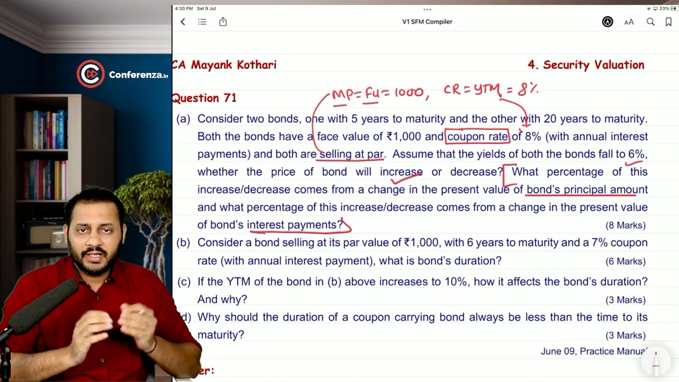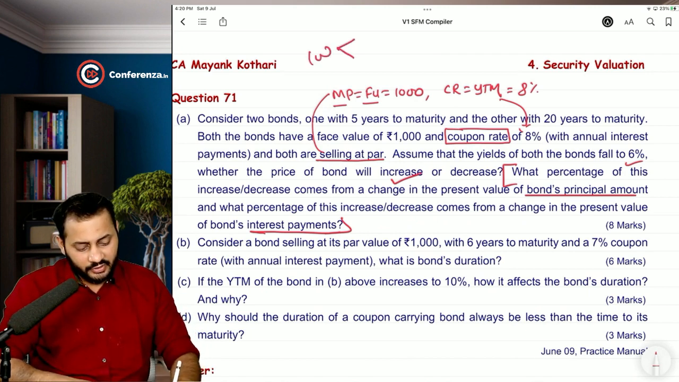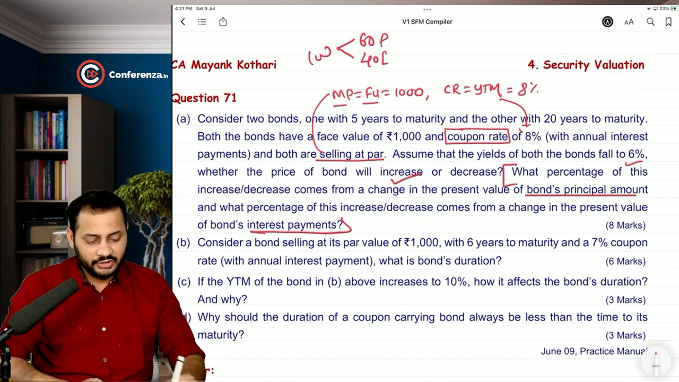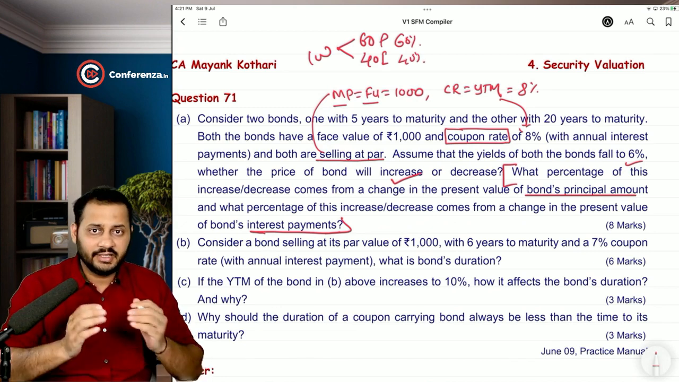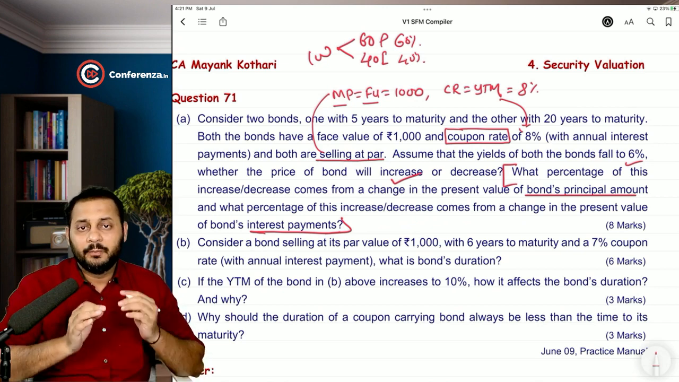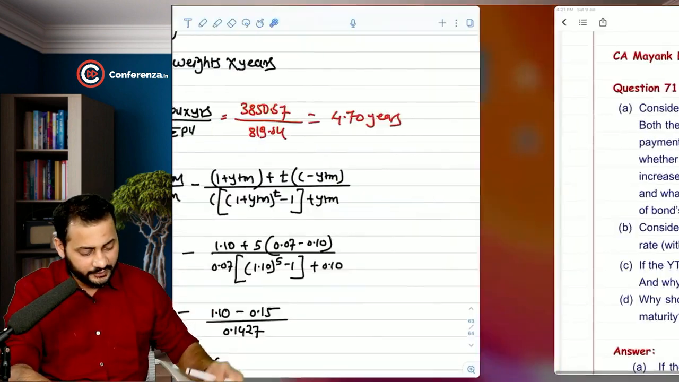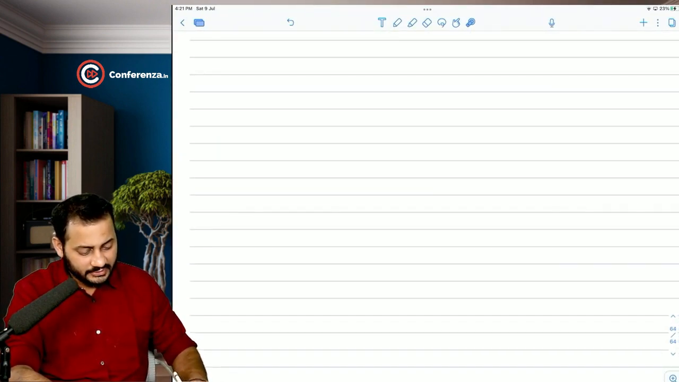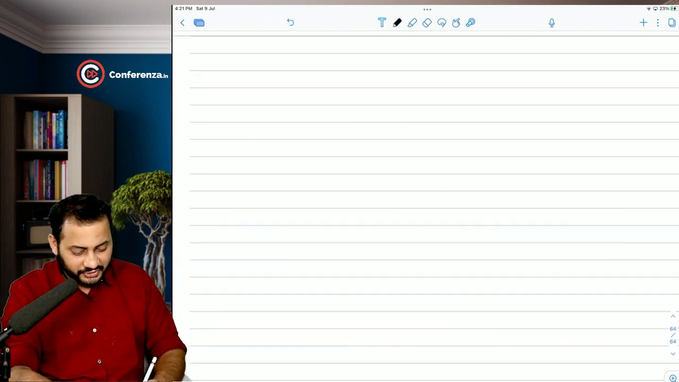What percentage of this increase or decrease? Let's say for example the price is going up by 100 rupees, and out of that 100 rupees, 60 rupees is because of the principal and 40 rupees is because of the interest change. So we can clearly say that 60% is because of principal and 40% is because of interest. So we have to find out, in both cases, taking 8% as the YTM and 6% as the YTM, the present value of principal amount and interest payment. See how we can do it. I will just do the first part, that is the bond with 5 years maturity. You will have to take care of the 20 years maturity bond.